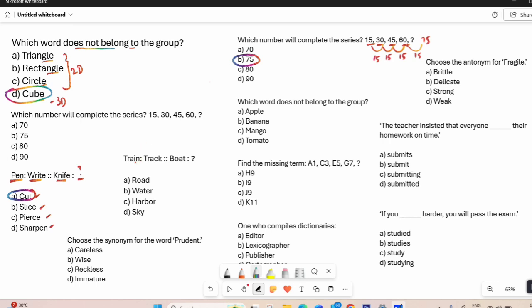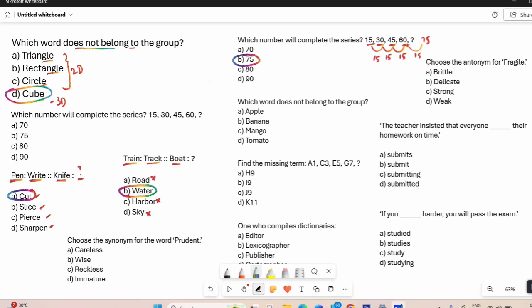Okay, so next thing is train, track, boat, what? So train travels on the track, then boat travels on the water. So road is not the correct answer, harbor and sky are also not correct answers, so water is the correct answer.